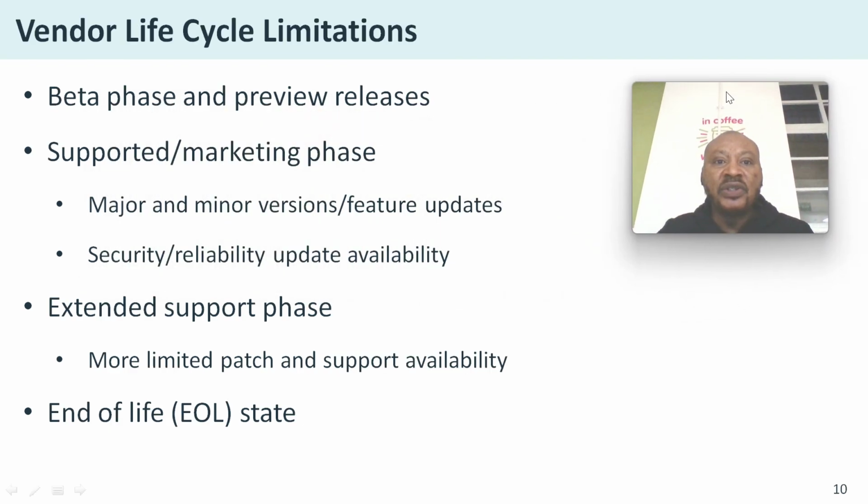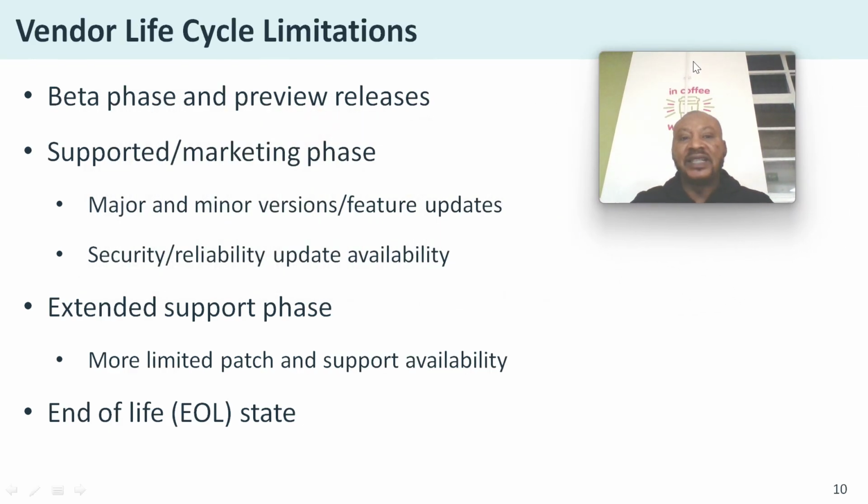So we also have vendor lifecycle limitations. Every OS, every product, not just OS, hardware, any product, has a life cycle, right? Everything has a life cycle. If you buy a motor vehicle, anything, it has a life cycle. After some time, this thing doesn't function anymore. So Windows is not an exception. Software is not an exception. All software has a life cycle.